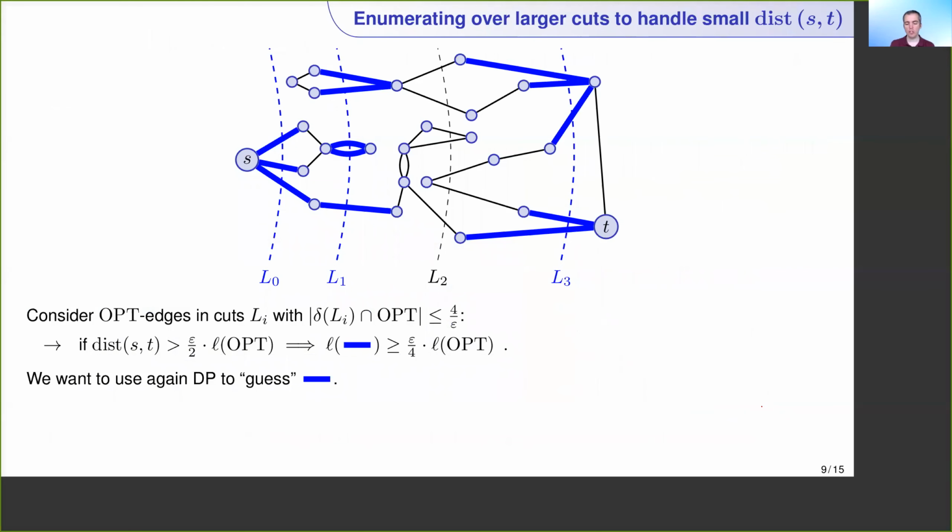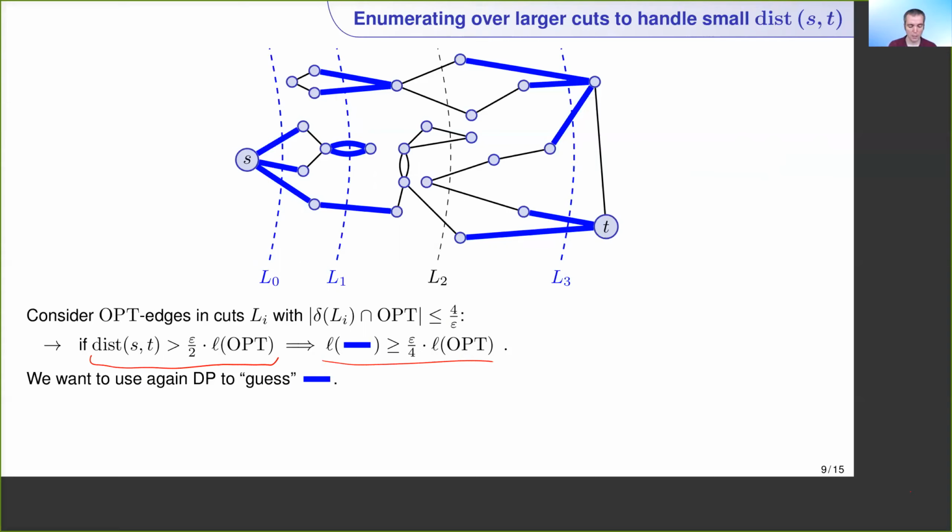So what we do is actually, on a high level, a kind of naive extension. We just try to guess cuts with up to constantly many edges. But there will be a couple of technical challenges we have to overcome that didn't appear in the previous case. One advantage is, let's assume you just guess any cut with at most 4/epsilon many opt edges. This implies that if the distance is larger than epsilon half times the length of opt, then actually we will guess a constant fraction of opt, namely an epsilon/4 fraction of the length of opt.